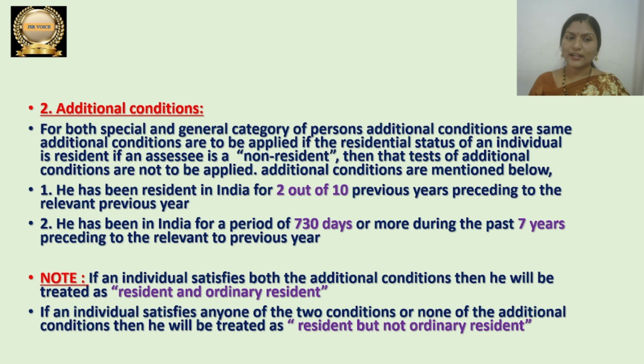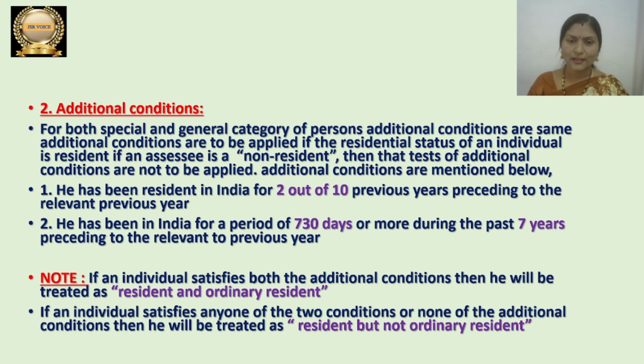So for special category assessees, the basic conditions are different, but the additional conditions are the same. Here, that person, Amarinder Naidu, is a general category assessee only. That is why we applied the basic conditions I discussed with you, and there are also two additional conditions that we will apply to determine whether he is a resident and ordinary resident or a resident but not ordinary resident.